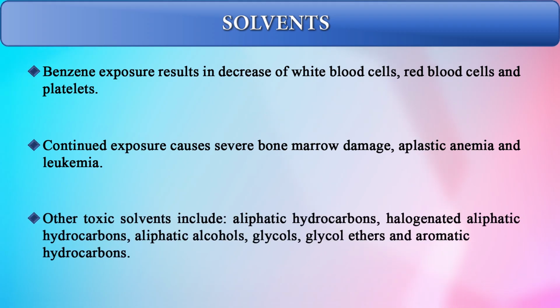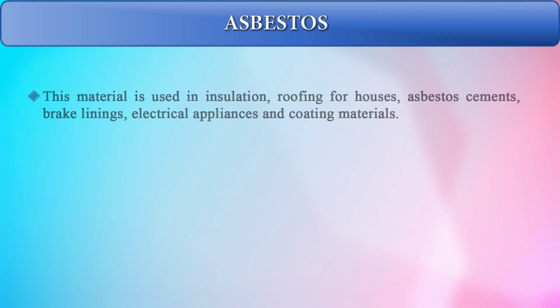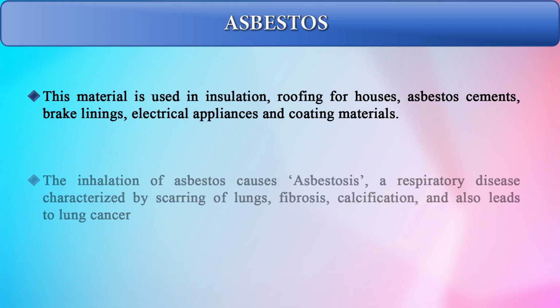Other toxic solvents include the aliphatic hydrocarbons, halogenated aliphatic hydrocarbons, the aliphatic alcohols, glycols, glycol ethers, and also aromatic hydrocarbons. Asbestos. This material is used in insulation, in roofing for houses, asbestos cements, brake linings, electrical appliances, and also coating of materials. The inhalation of asbestos causes asbestosis. It is a respiratory disease characterized by scarring of the lungs, fibrosis, and calcification, and it also leads to lung cancer. Therapeutic drugs.